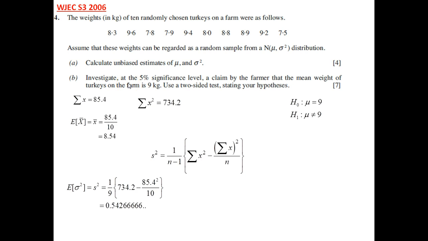Part B. Investigate at the 5% significance level a claim by the farmer that the mean weight of turkeys on the farm is 9 kilograms. Use a two-sided test stating your hypothesis. So either the mean weight is equal to 9 or it's not equal to 9.